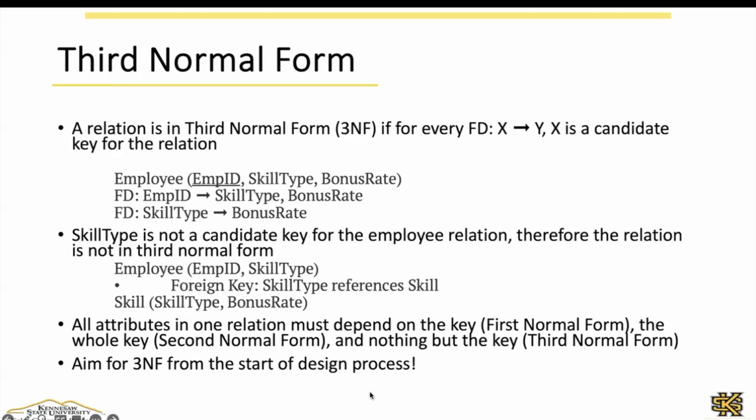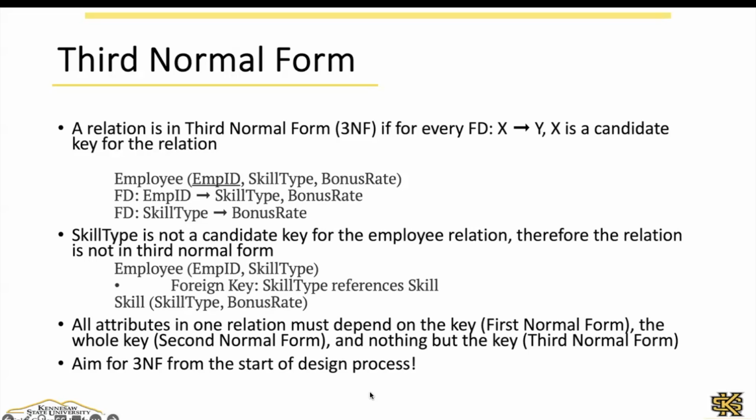Now, this is where the problem starts. A skill type is not a candidate key for the employee table because it is not unique. Multiple employees can have the same skills. So because a skill type isn't unique, it cannot be a candidate for the primary key. And because a skill type determines bonus rate, we have a functional dependency problem between the two non-key attributes. This is exactly what third normal form tells us to avoid. So how can we fix this? We need to break this table down into two tables to remove this violation.